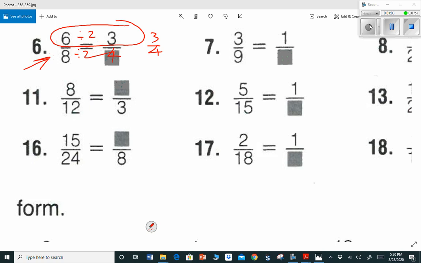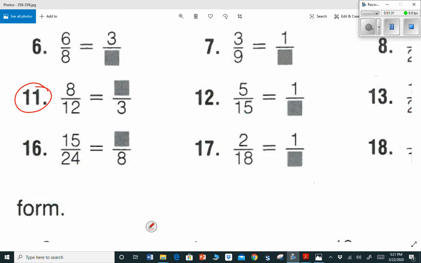So what they're saying here is that 6/8 and 3/4 are equivalent fractions, but if you've been told to simplify, put it in simplest form, or reduce it, you want the smallest possible numbers to express that fraction. So 3/4 has been simplified.